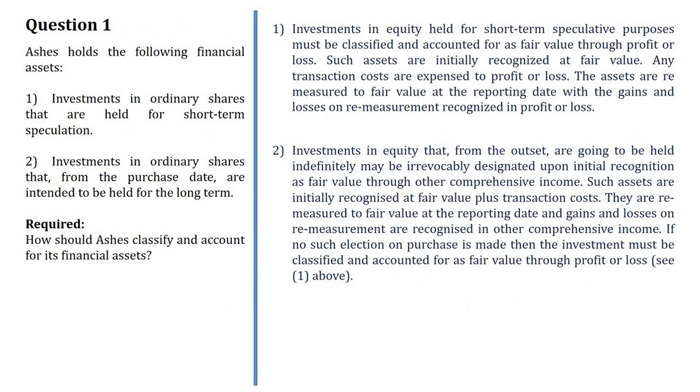Ashes holds the following financial assets: investment in ordinary shares that are held for short-term speculation. Second one, investment in ordinary shares that from the purchase date are intended to be held for the long term. How should Ashes classify and account for the financial assets?